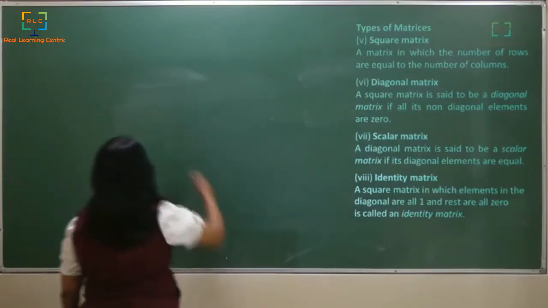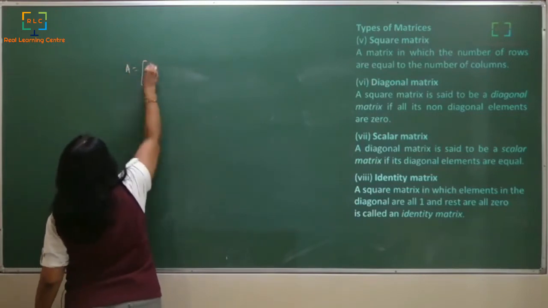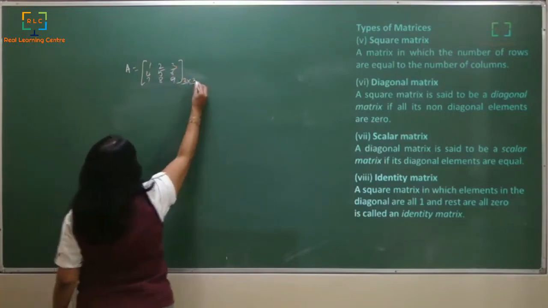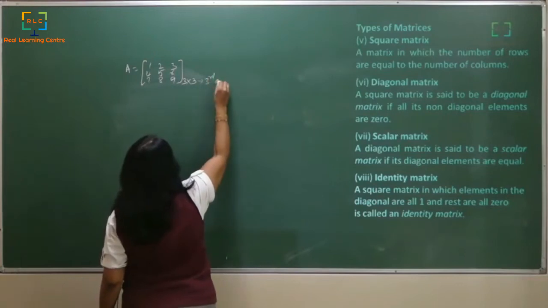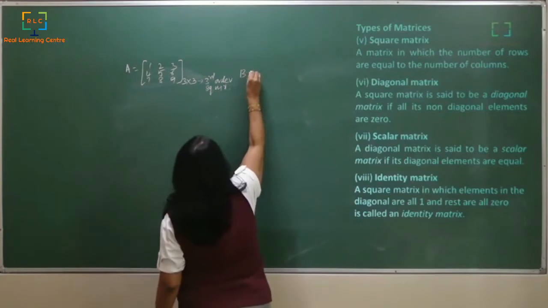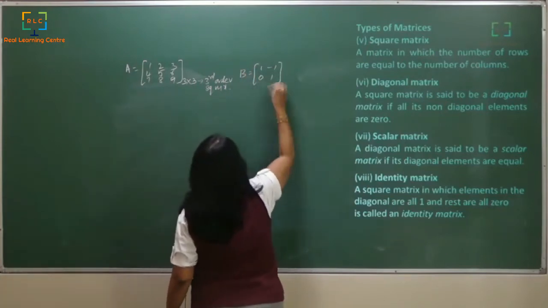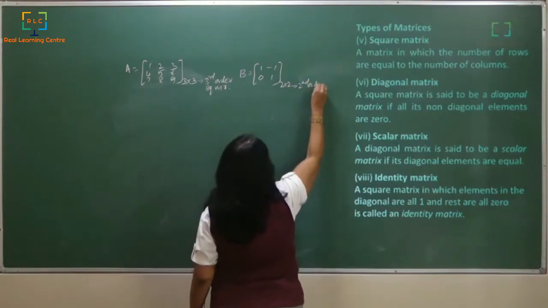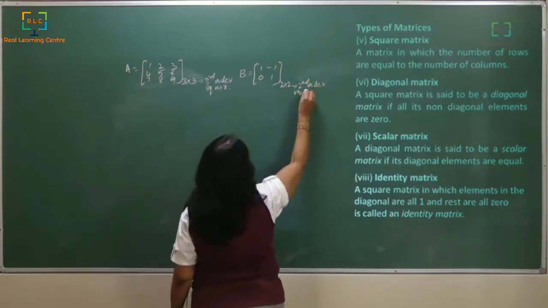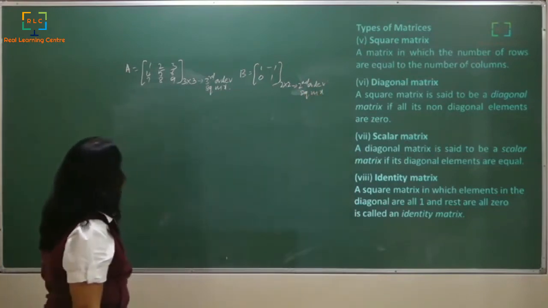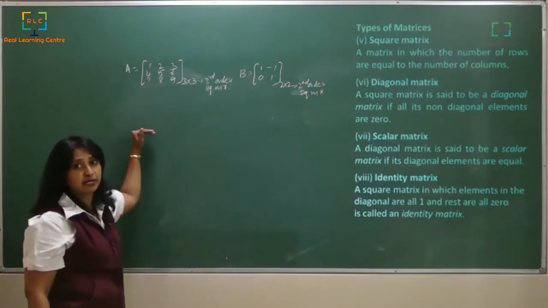So, square matrix, I shall take A is equal to 1, 2, 3, 4, 5, 6, 7, 8, 9. This is a third order square matrix. I shall take B is equal to 1 minus 1 0 1. This is a 2 cross 2 matrix, so it is said to be a second order square matrix. And now we'll go to the diagonal matrix, which comes from the square matrix.